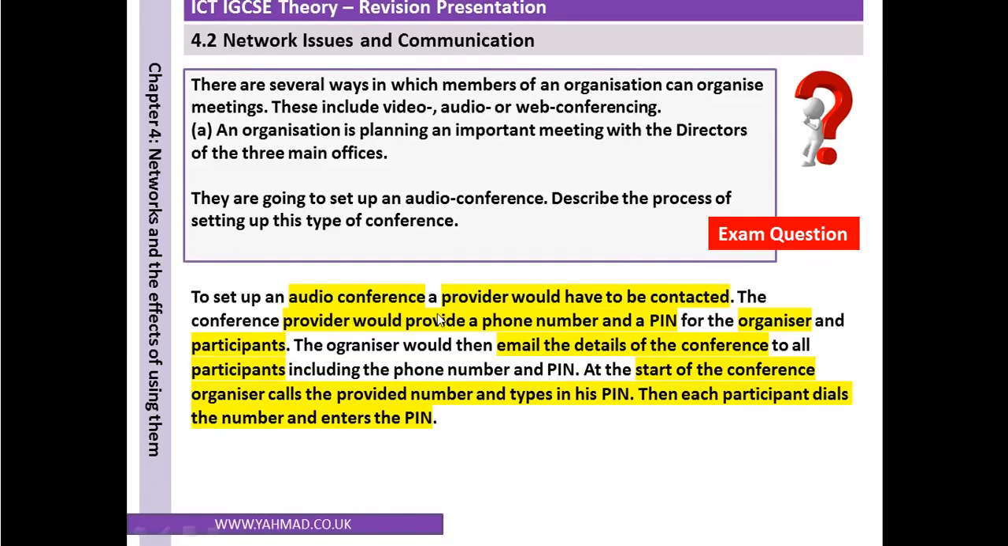To set up an audio conference, a provider would have to be contacted. The conference provider would provide a phone number and a PIN for the organizer and participants. The organizer would then email the details of the conference to all participants, including the phone number and the PIN. At the start of the conference, the organizer calls the provider number and types in a PIN. Then each participant dials the number and enters the PIN to participate in the conference.